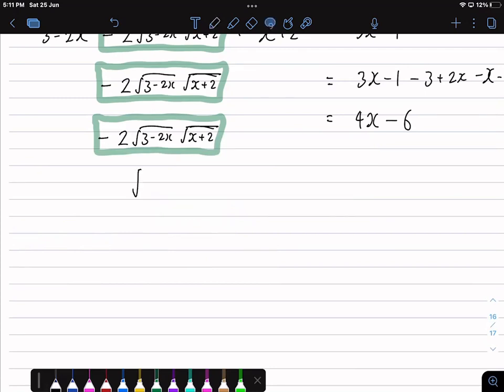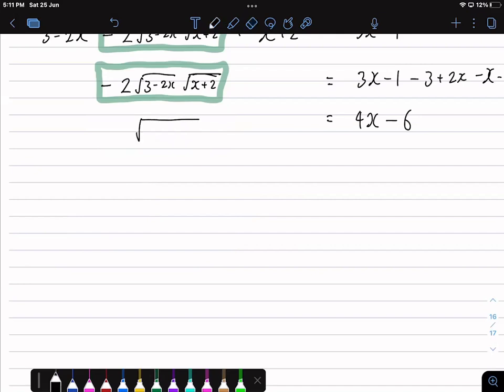We just simplify it into 3 minus 2x times x plus 2 first. Don't expand. Very, very distracting if you expand. Okay? This part okay so far?